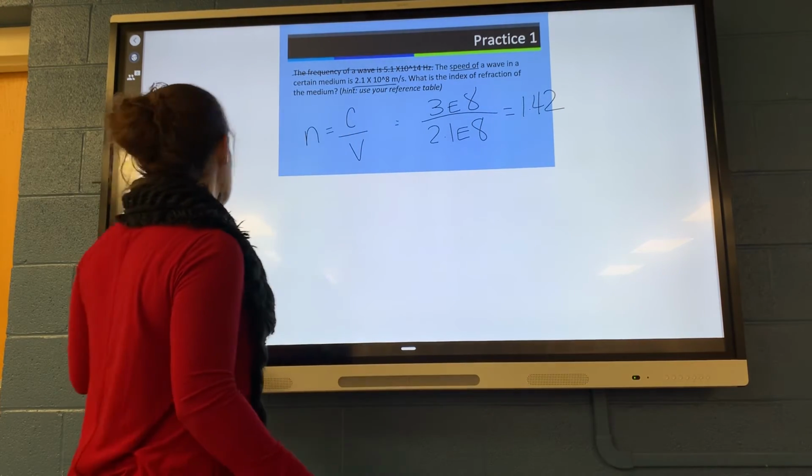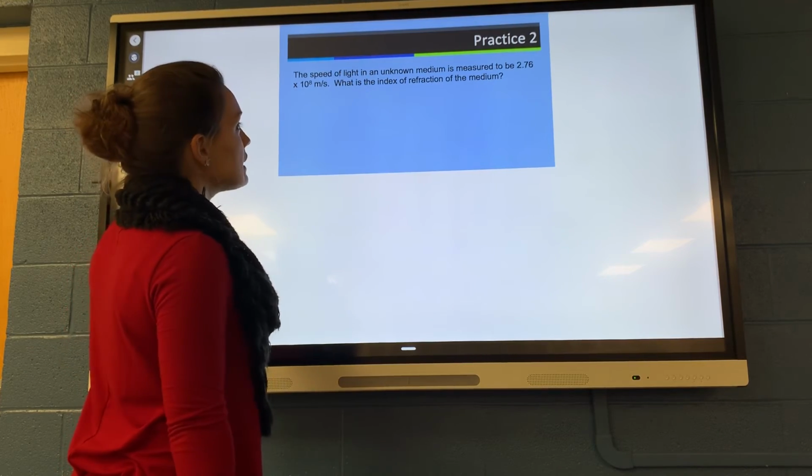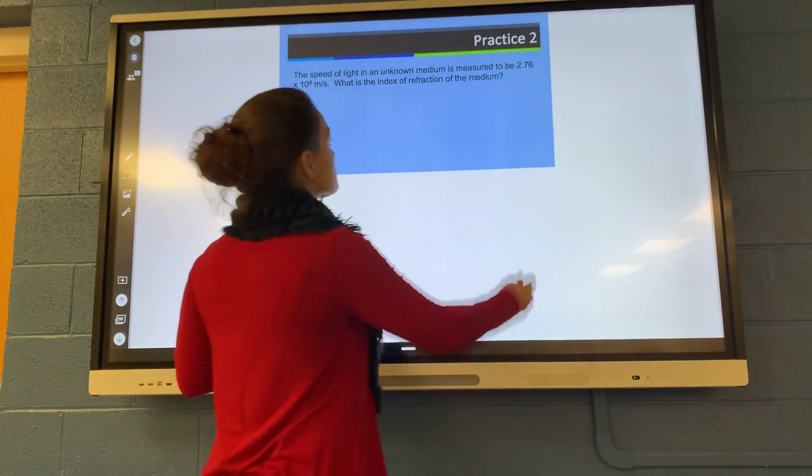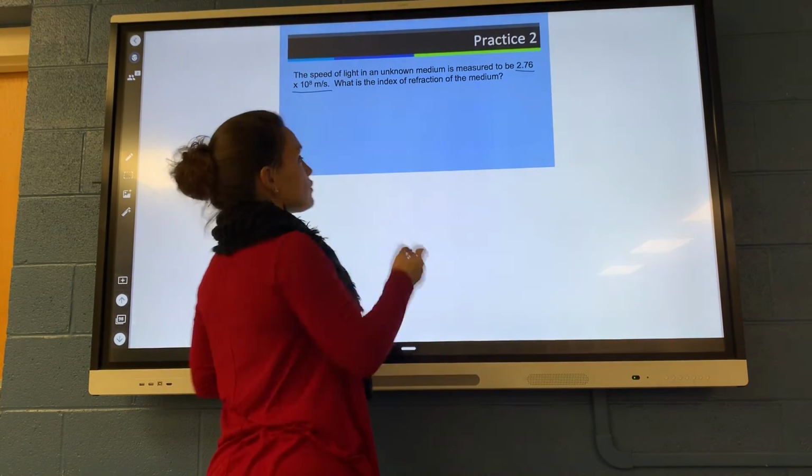So that's how you calculate the index of refraction. Let's look at another one. The speed of light in an unknown medium is measured to be 2.76 E8. What is the index of refraction?